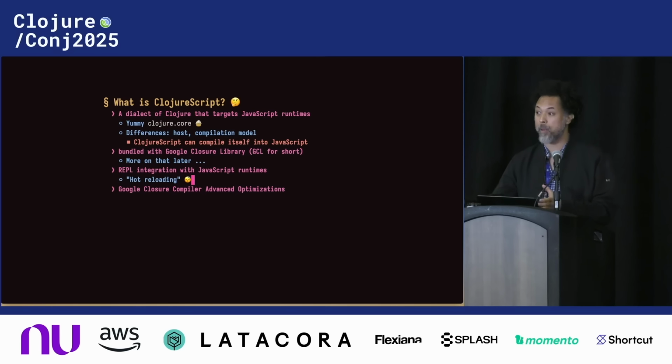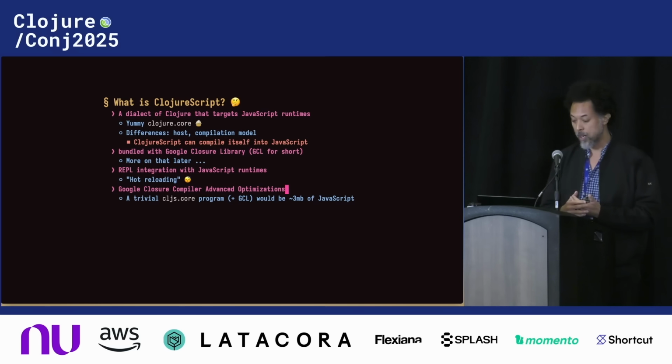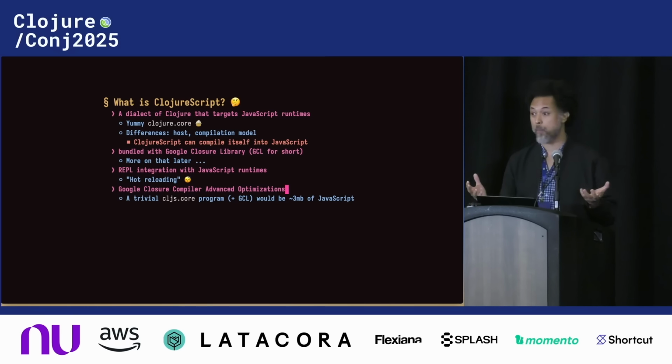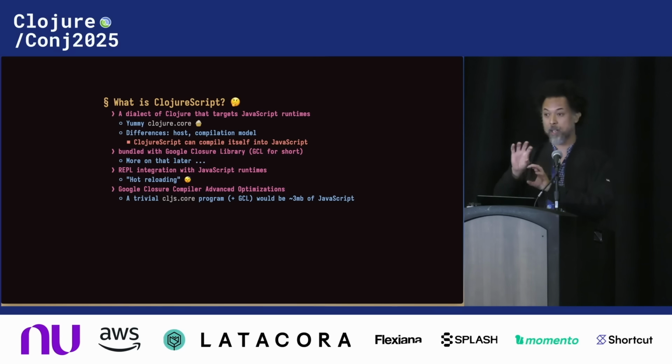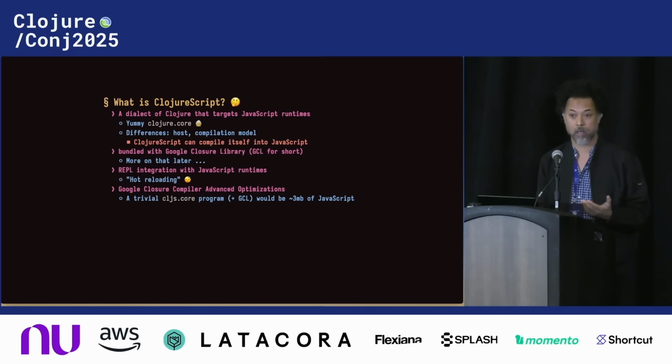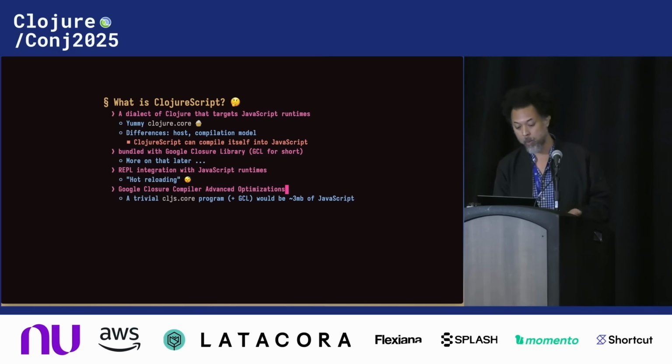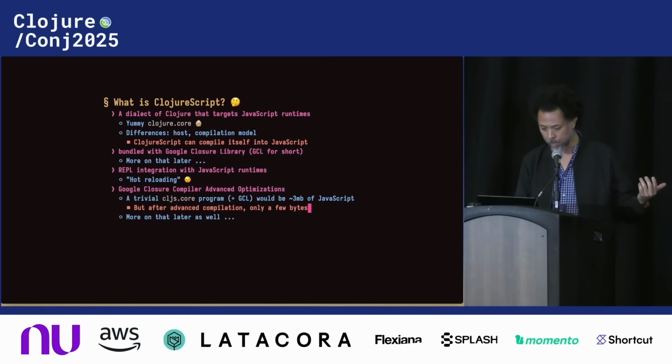I can use a library that has 1,000 functions. If I only use one thing, that's all I'm going to get. Without it, a trivial ClojureScript program in theory would be like 3 megabytes of generated JavaScript. If I did a JS console log hello world, that would be 3 megabytes of JavaScript. But with advanced compilation, it's just a few bytes, especially after compression. More on that later as well.